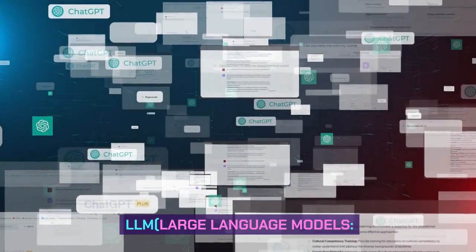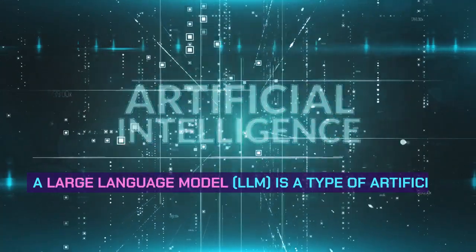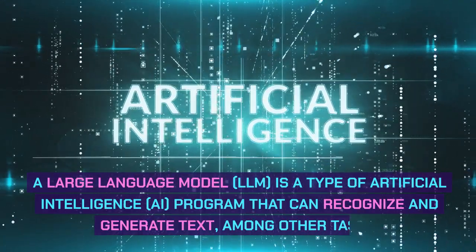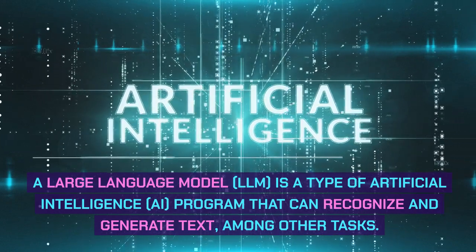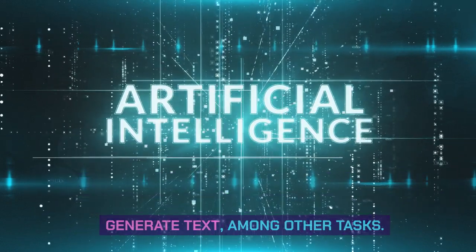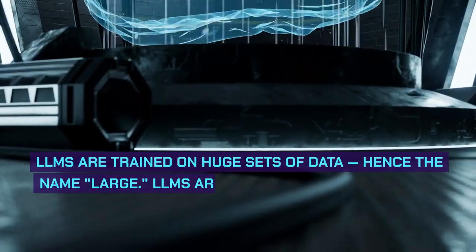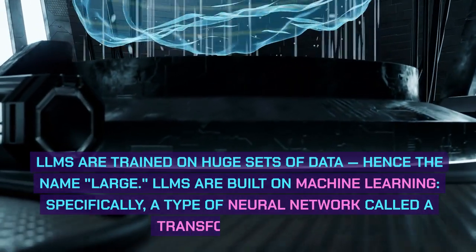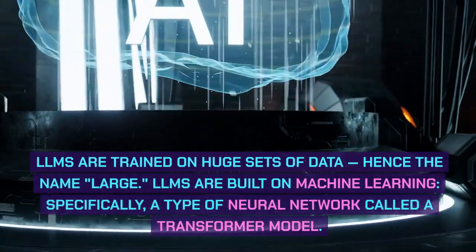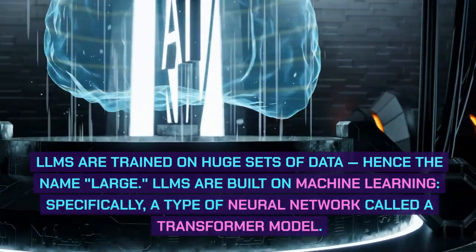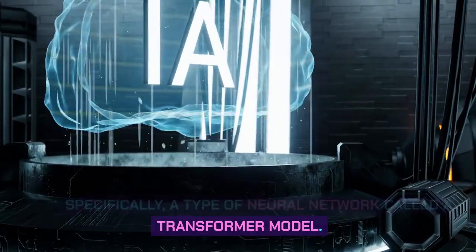LLM, large language models. A large language model, LLM, is a type of artificial intelligence, AI, program that can recognize and generate text, among other tasks. LLMs are trained on huge sets of data, hence the name, large. LLMs are built on machine learning. Specifically, a type of neural network called a transformer model.